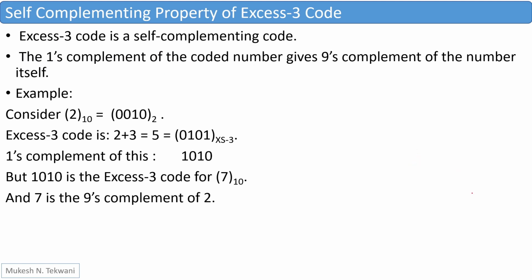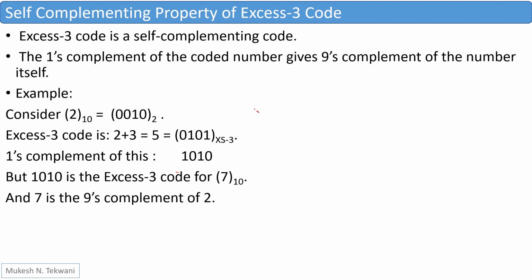Let us consider the decimal number 2. This decimal number 2 can be written in binary as 0010. Now, the Excess-3 code for 2 will be 2 plus 3, 5, which is 0101. So 5 can be written as 0101. So this becomes the Excess-3 code.